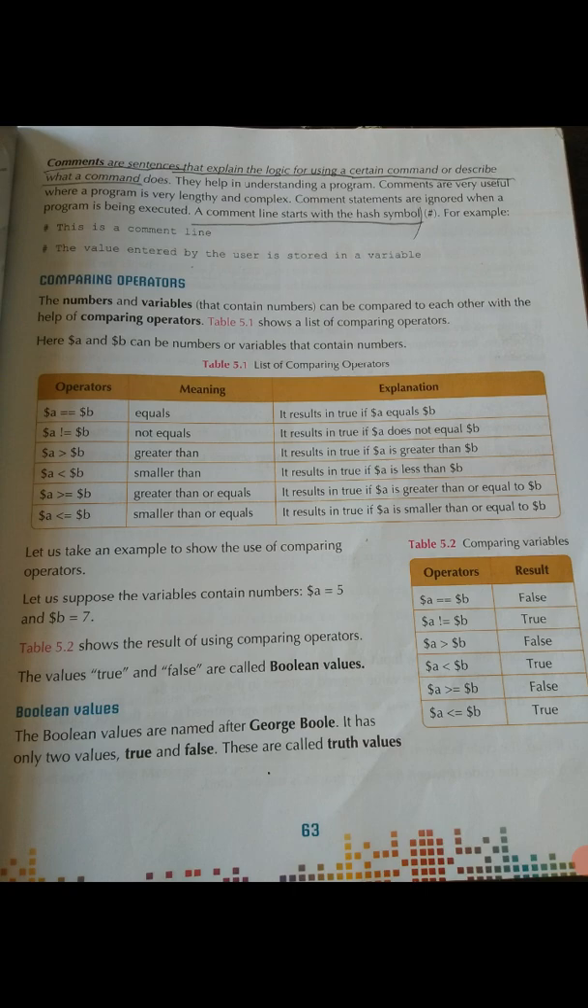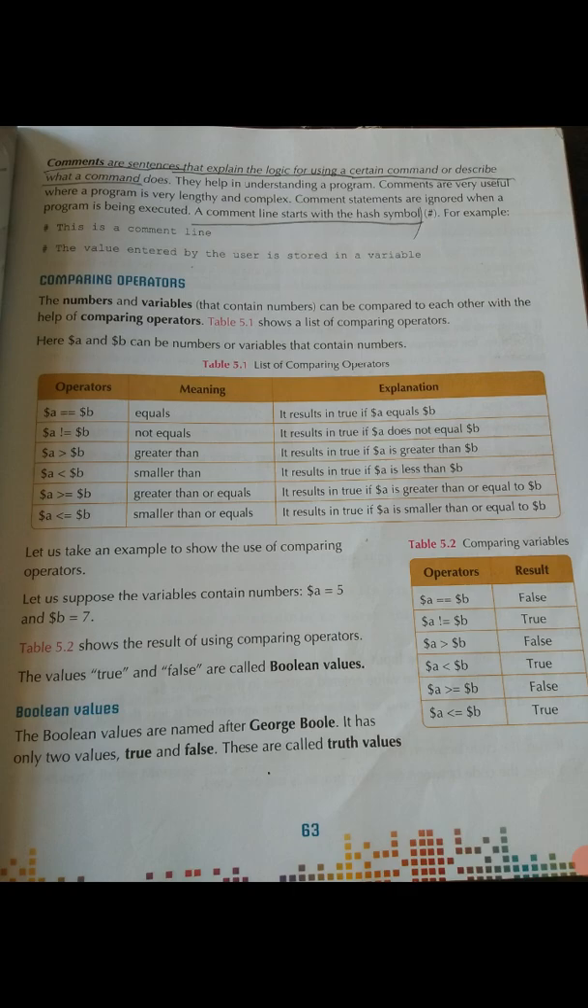Now we have seen comparing operators. The numbers and variables that contain numbers can be compared to each other with the help of comparing operators. I have told you before to complete this list of comparing operators. I hope you have done it. Now let us see Boolean values. The Boolean values are named after George Boole. It has only 2 values, true and false. These are called truth values.